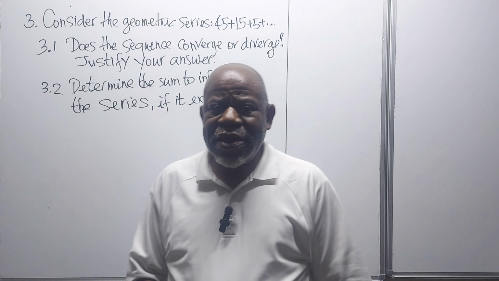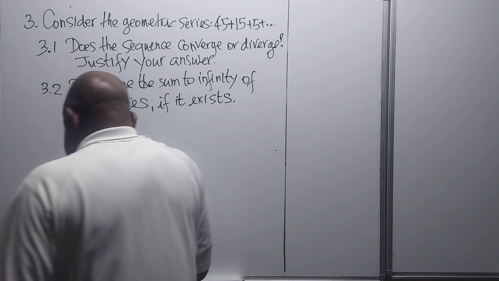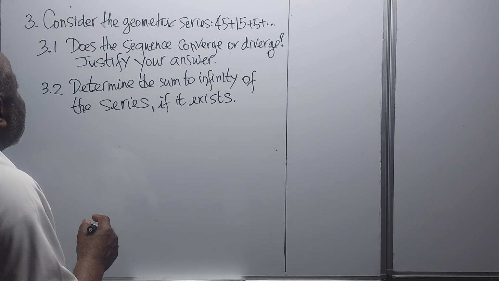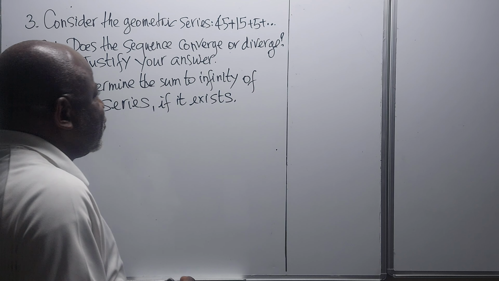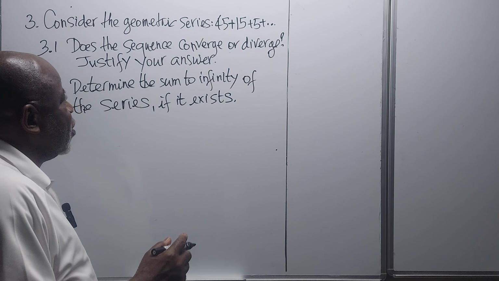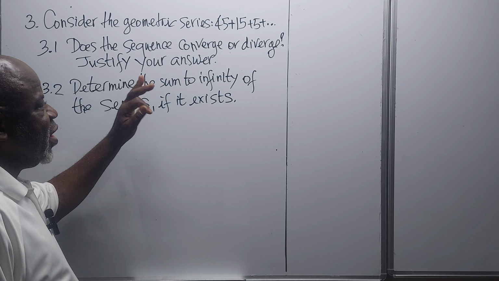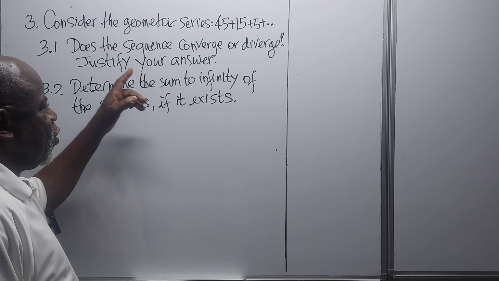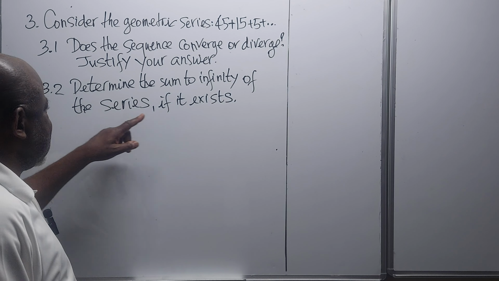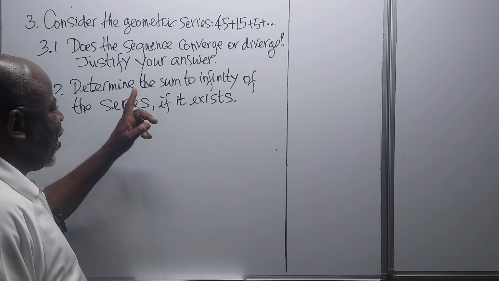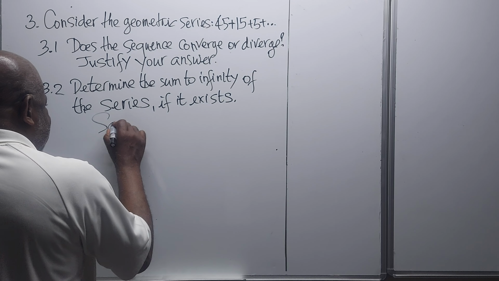Okay, we're taking now exercise 7, number 3. The question is, consider the geometric series 45 plus 15 plus 5 plus ... 3.1. Does the sequence converge or diverge? Justify your answer. 3.2. Determine the sum to infinity of the series if it exists. Solutions.